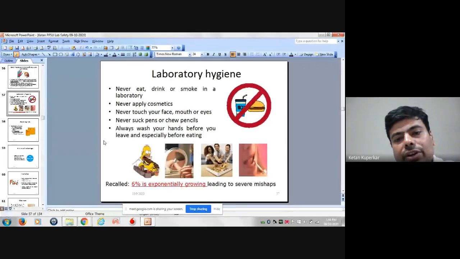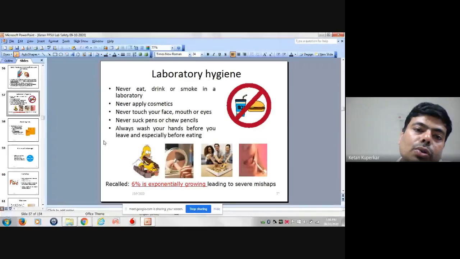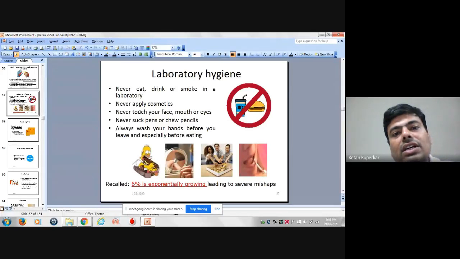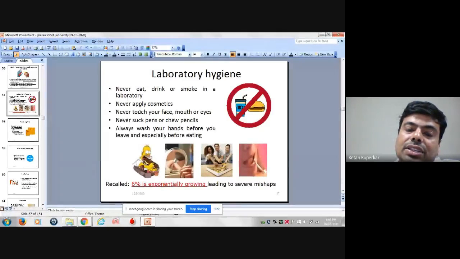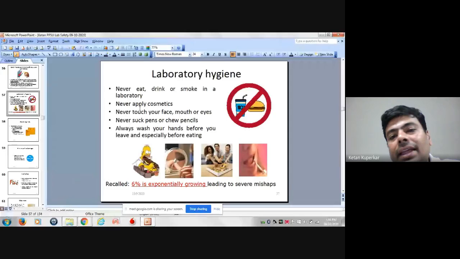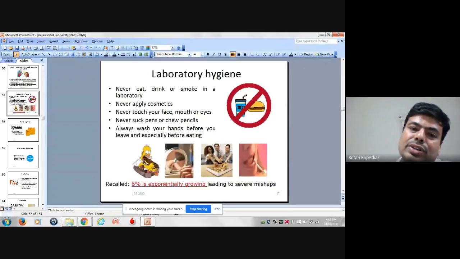In the same way, laboratory hygiene. When you talk about laboratory hygiene, no eatables are to be entertained, not even cosmetics. In addition to this, we have a habit of chewing or sucking pens or chewing pencils while we write something in the laboratory, that should be completely avoided.